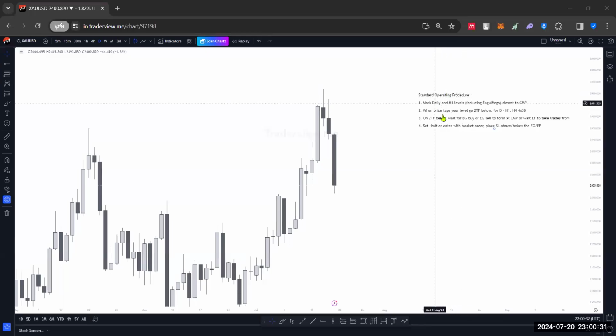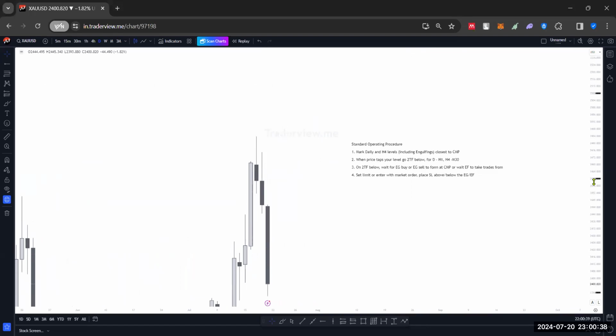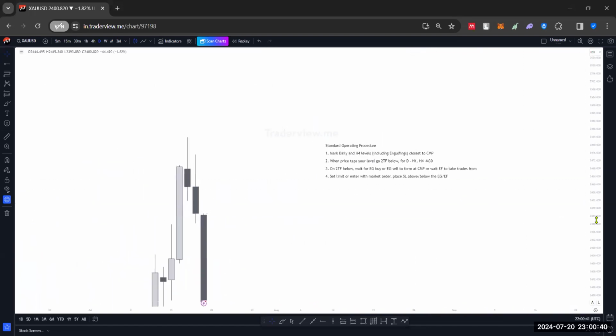Here is to explain the standard operating procedure in the simplest and the easiest way possible. Okay, so what's standard operating procedure? My standard operating procedure, the first step is to mark the daily and H4 levels, including engulfing. I consider engulfings to be SNR levels. Your engulfings are also SNR levels.